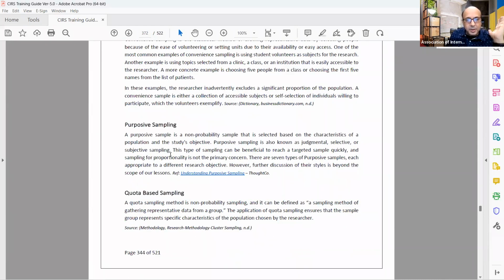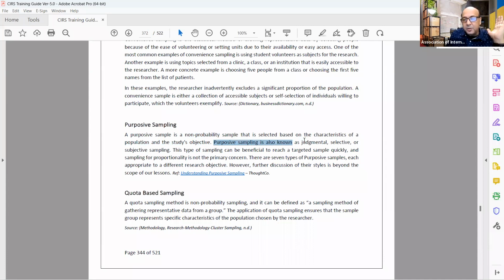Hang in there. Purposive sample is non-probability sampling that is selected based on the characteristics of a population and the study objective. Actually, everything will depend on the characteristics of the subject. It's not like you can just have anyone from the street to participate, unless it is a very non-serious subject. So what purposive is saying is that for the purpose of the objective, your objective is very clear, and therefore those people have to qualify for you to select them.